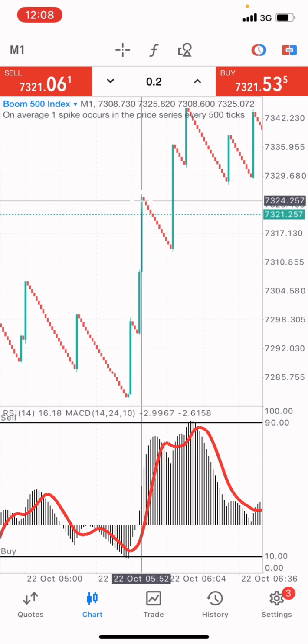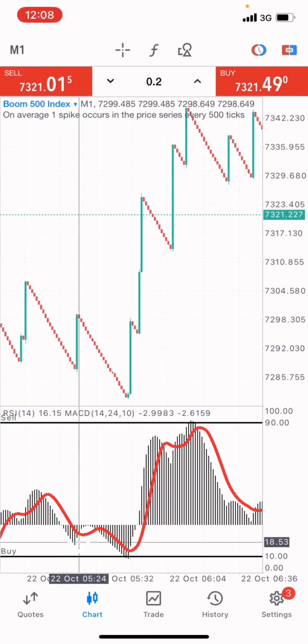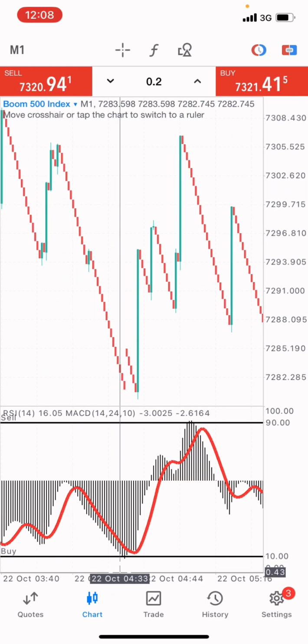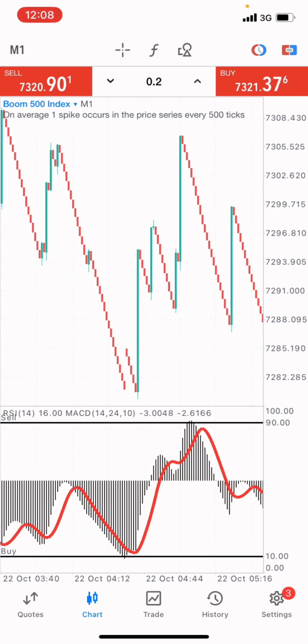A very long spike came in at the level of 10. At this point there was also a spike, okay? So this is how you see a possible buy entry on this market.